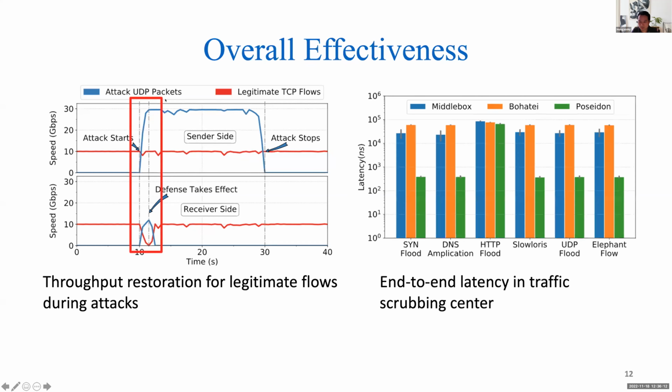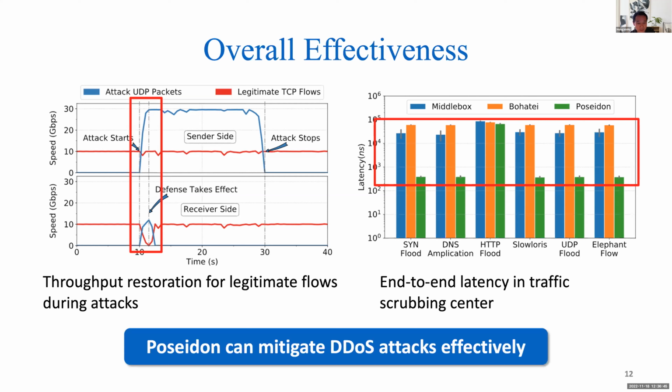Also, we can see the overhead and the latency of using Poseidon. We compare Poseidon with a middlebox-based DDoS defense, which is a hardware-based DDoS defense system, and also with an NFV-based solution. We can see that Poseidon can achieve very low end-to-end defense latency compared with the hardware-based defense system, even the NFV-based DDoS system. That means Poseidon can mitigate DDoS attacks very effectively.